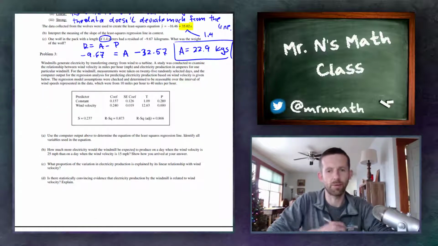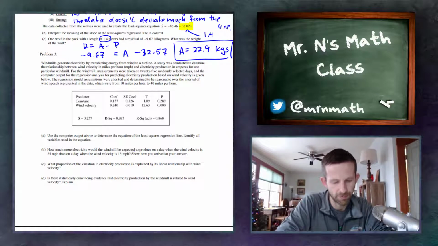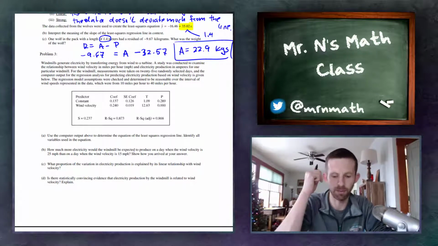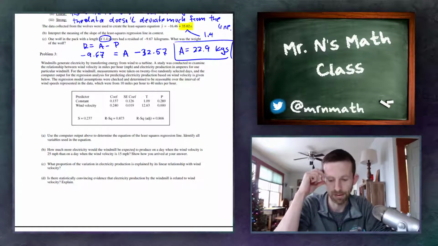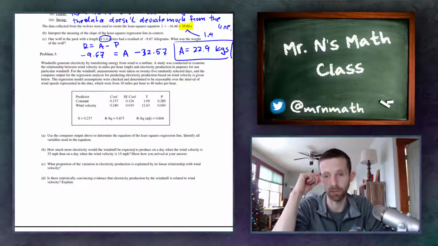Okay, let's look at problem number 3. Windmills generate electricity by transferring energy from wind to turbine. A study was conducted to examine the relationship between wind velocity in miles per hour and the electricity production in amps for one particular windmill.